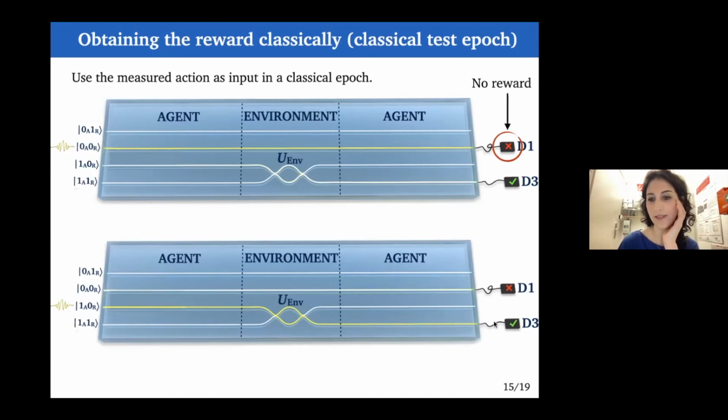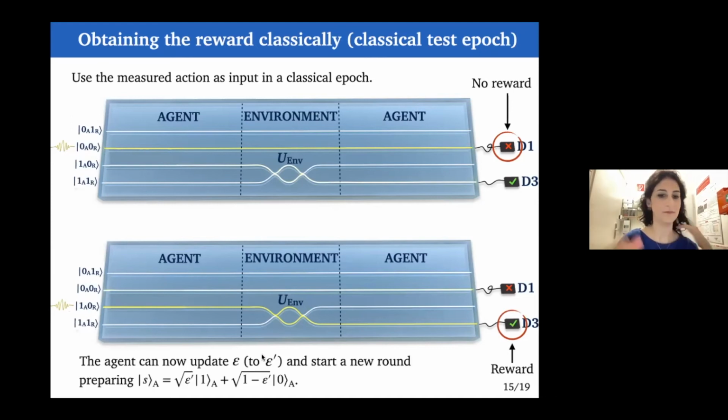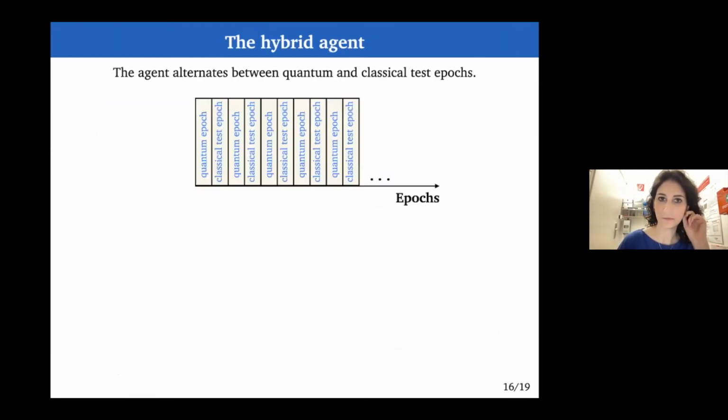So it will now be detected in D3, and here there is a reward because now this corresponds to the state 1. So in this case, if the agent receives a reward, then it can update the initial probability epsilon, prepare a new superposition, and then start a new round until the probability is maximized. And so this is exactly what I explained.